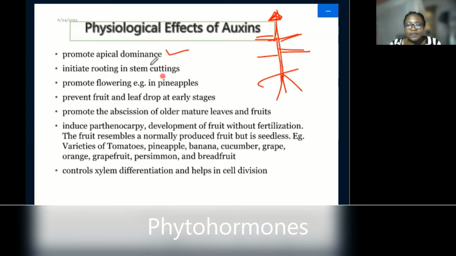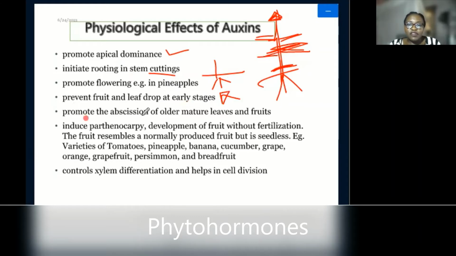Auxins also initiate rooting in stem cuttings. If you cut a stem, of course not of every plant, but there are plants and flowers that we commonly just cut the stem, plant, and it will develop roots. What initiates this kind of growth and rooting, so that it can grow into a plant, is what we call auxins. Of course, it promotes flowering in plants like pineapples, and it prevents fruit and leaf drop at early stages. So this means we prevent aging of plants before they have reached maturity.